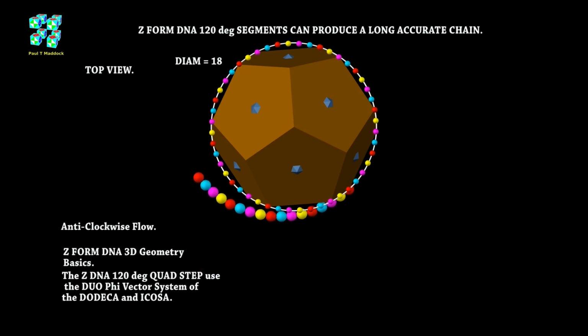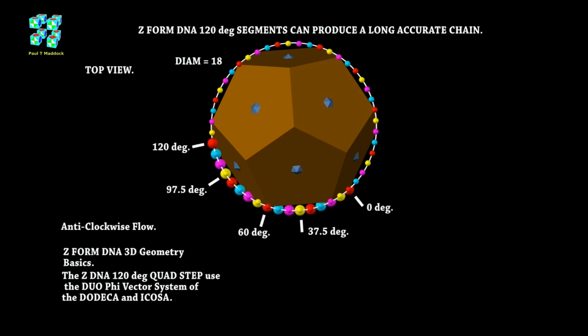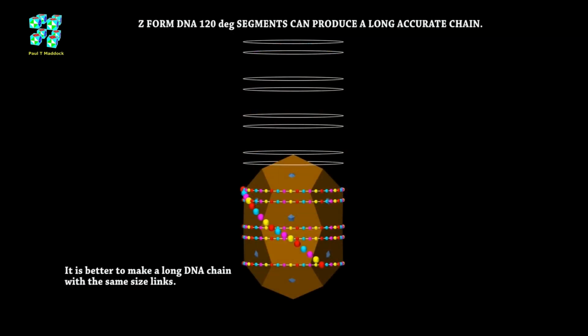And I'm going to show the 4 angles of the quad step that makes up the 120 degrees. So this 120 degrees can keep on copying and keep moving forward, making a long chain. And I'm showing this in front for the ZDNA. And I think this system of perfect order is a lot better than chaos.